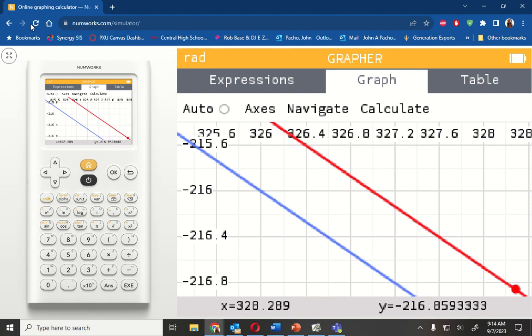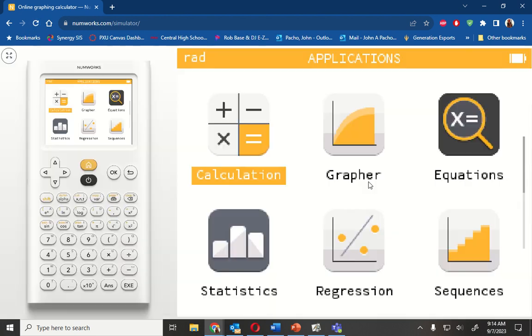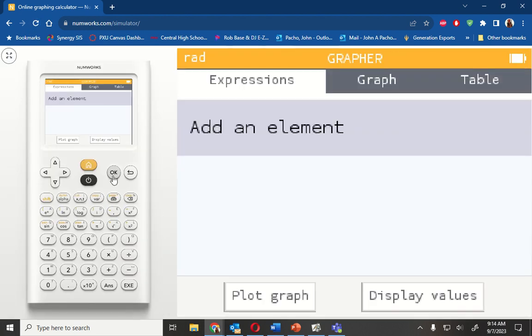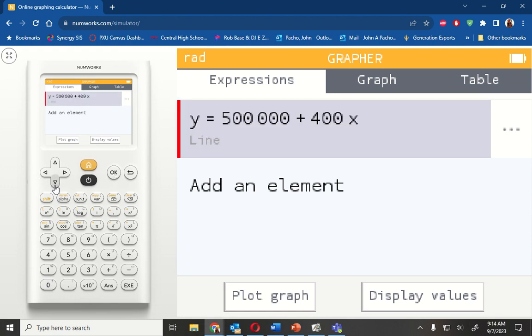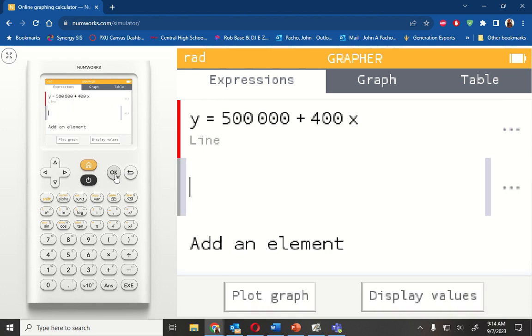All right, so let's put these in the calculator and see what we get. I'm going to hit refresh to make my life a little bit easier. Go to my grapher, add element, empty, y equals 500,000 plus 400x. Next one's going to be y equals 600x.